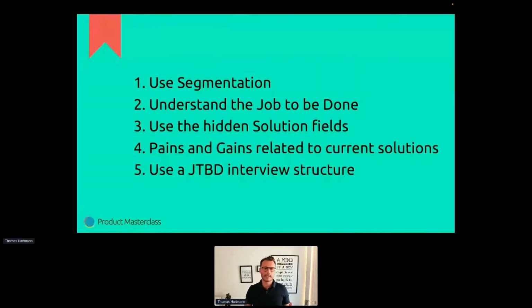So here are the 5 points again. Use segmentation, understand the job to be done, use the hidden solution fields. Pains and gains are related to those hidden solutions. And last but not least, have an interview structure in place. So these are the 5 points I wanted to make.